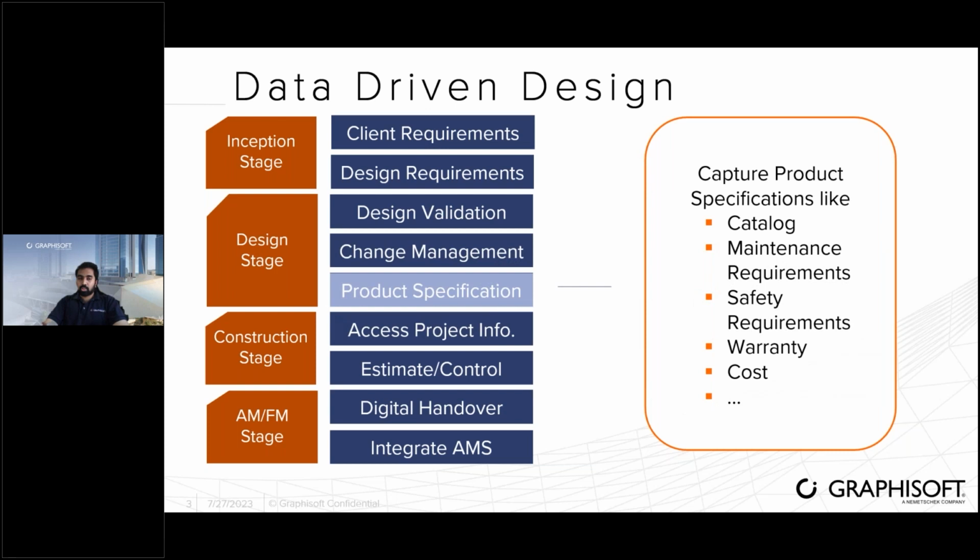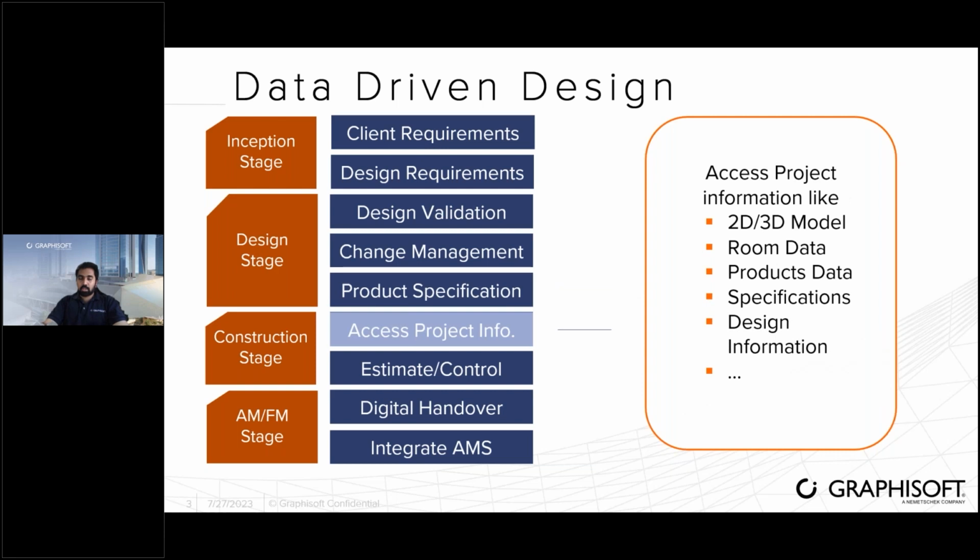We also capture the product specifications in terms of catalogs or any safety requirements, warranty requirements, and so on. Everything can be captured, and then that can be used to come out with a specific design for your project. During the construction stage, and even during the design stage, you can access your project info from anywhere. If you have a data-driven design system, it enables you to join from anywhere and access the information, be it 2D information, 3D information, or even product-related information.